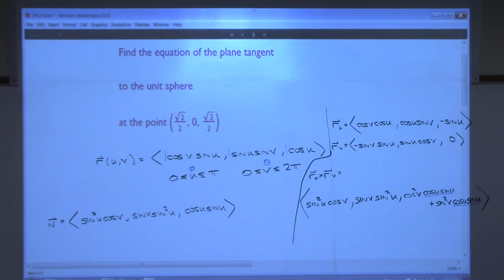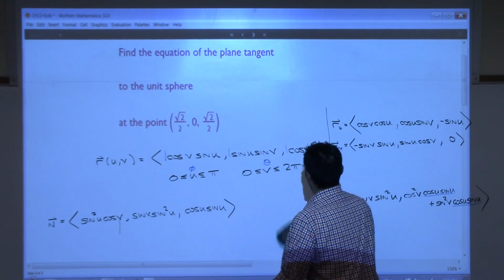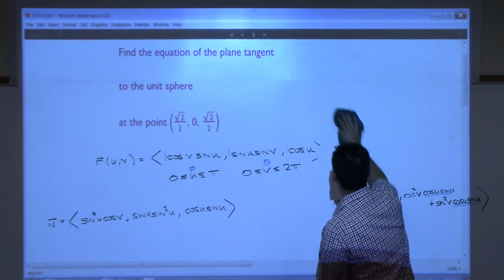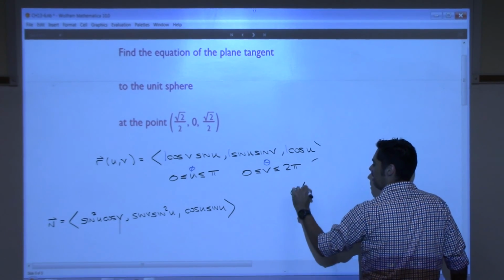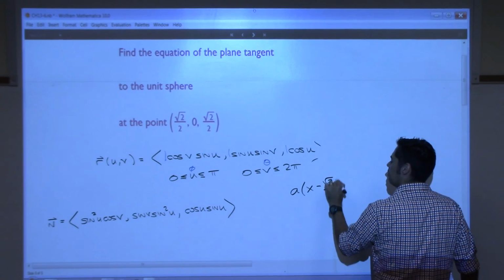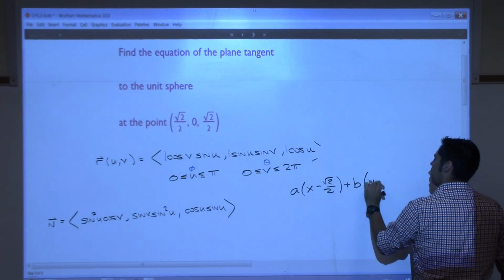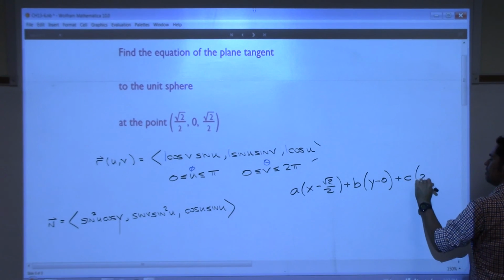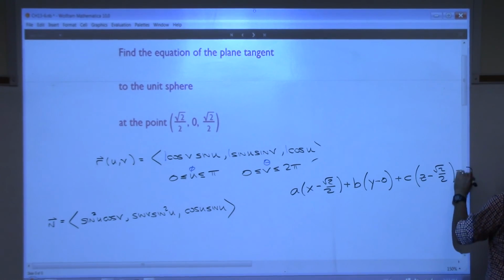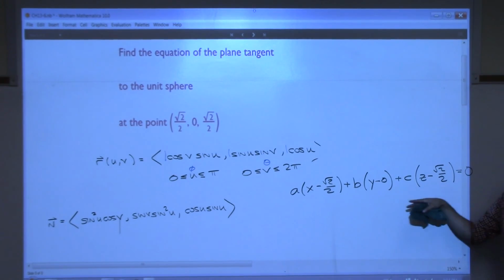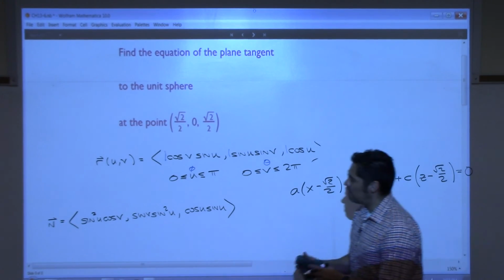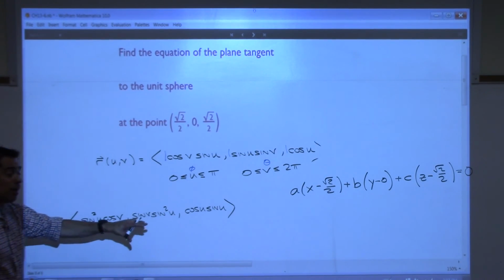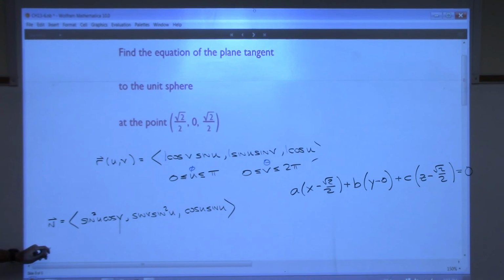Now, at this particular point, what's going on? I'm trying to come up with the equation of the plane, right? Here's what I have so far. I know it looks like this: a times x minus root 2 over 2, plus b times y minus 0, plus c times z minus root 2 over 2 equals 0. That's what I know about my equation of my plane thus far, because I have a point on the plane. I just need the normal vector. At this particular point, I need to evaluate what the normal vector is.